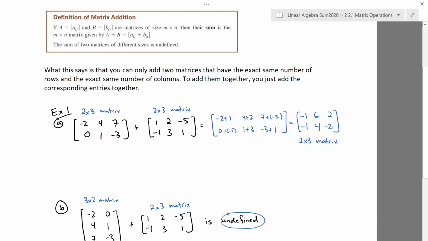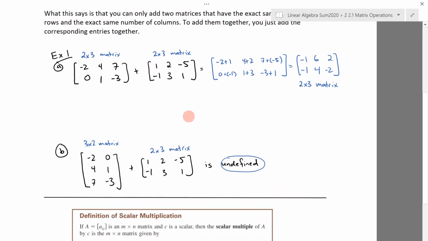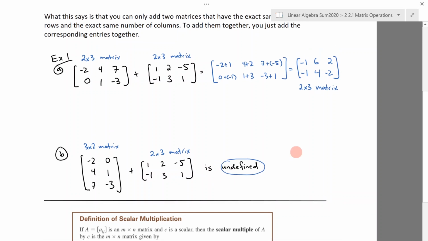Okay, so matrix addition is fairly straightforward. You just add the corresponding entries in the same location. As we said before, when adding two matrices, they have to be the same size, right? So in this example here, where we have a 3 by 2 matrix on the left, but a 2 by 3 matrix on the right, they're not the same size because they have different numbers of rows and columns. So you're not able to add these two matrices together, and so it's undefined. Okay, so that's matrix addition.